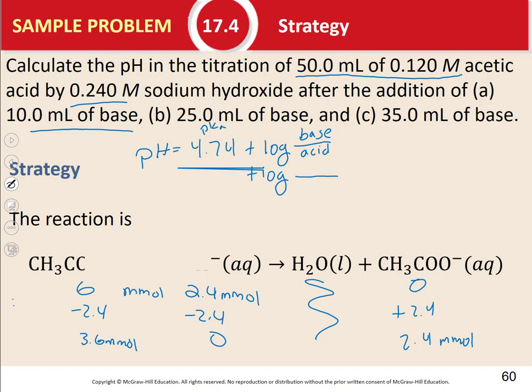So here's our base. The thing that keeps on flashing for some weird reason is our acid. And can we leave it as millimoles, or do we need to convert those to molarity? You can keep it as millimoles. It's not going to affect the ratio. So the base goes on top, so the 2.4 goes on top, and the 3.6 goes on the bottom.